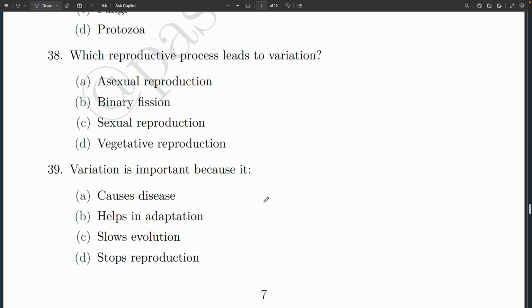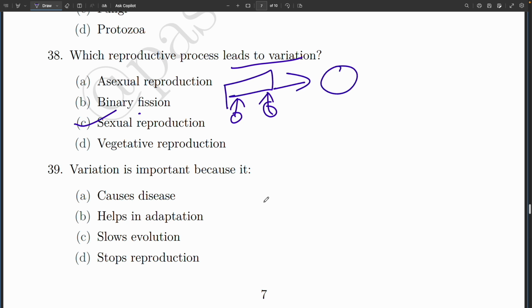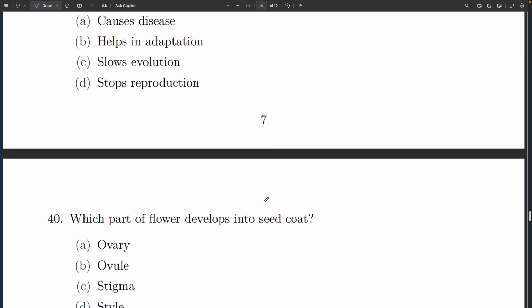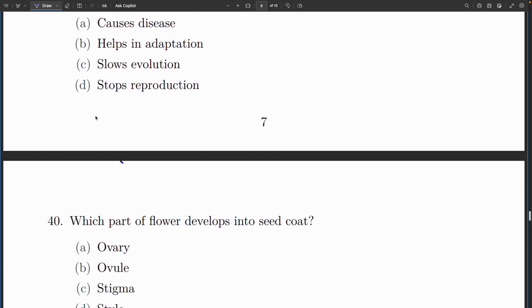Which reproductive process leads to variation? Asexual reproduction, binary fission, sexual reproduction, vegetative reproduction. So sexual reproduction leads to variation because here two different gametes meet together, because two different DNAs are present in both the gametes, right? When they fuse, they make a new variated human organism or any living organism. Variation is important because it helps in adaptation.